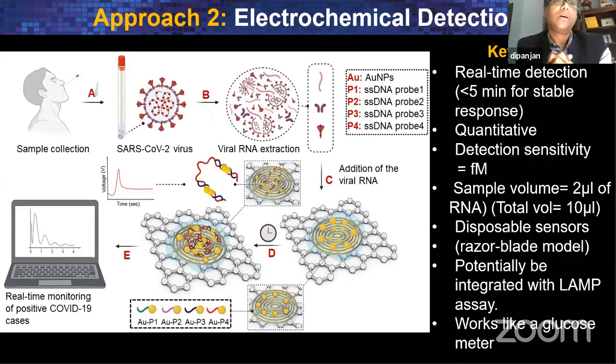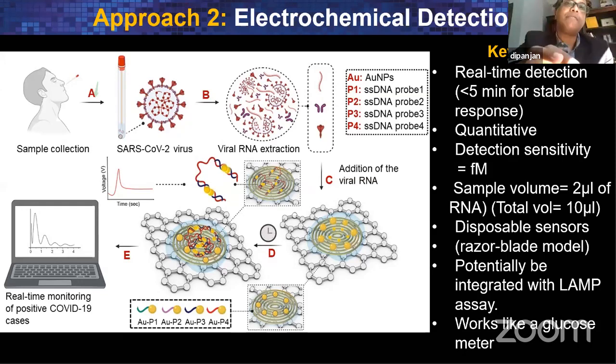The next approach that we adopted was more electrochemical detection. Some of you know that nowadays it is possible to test whether you have blood glucose or not. This is a similar approach. There's a lot of chemistry, and I'm not going into too much detail here, just for the sake of time and to keep it broad for a wide audience. But what we're trying to do is come up with an electrochemical detection technique.